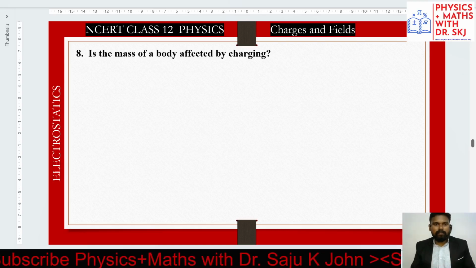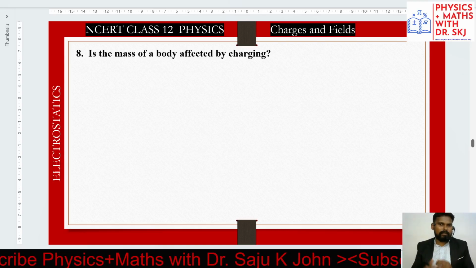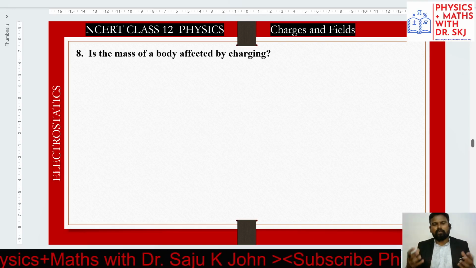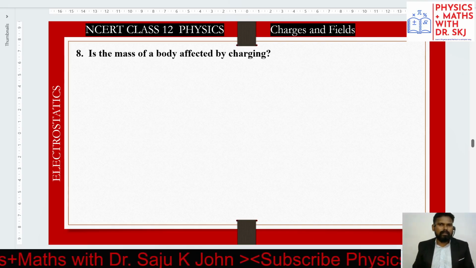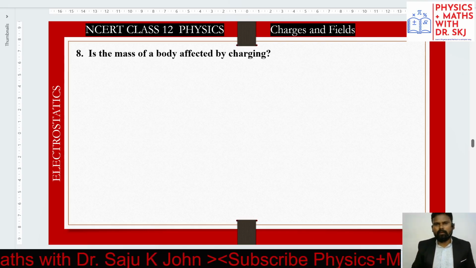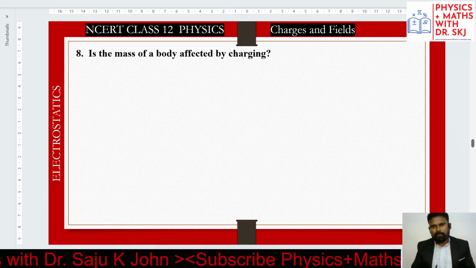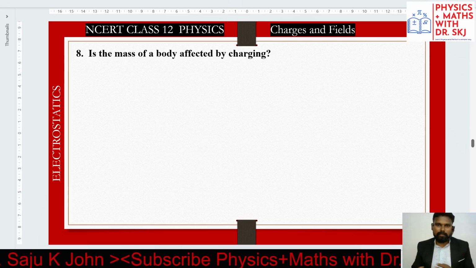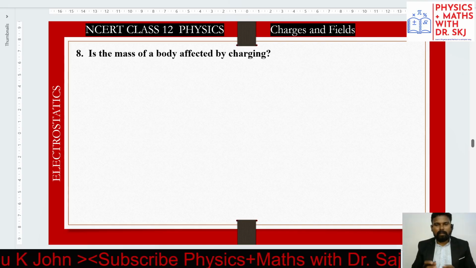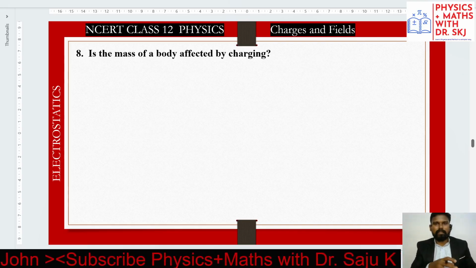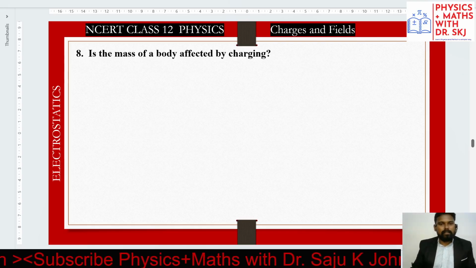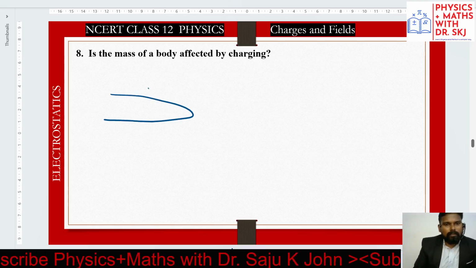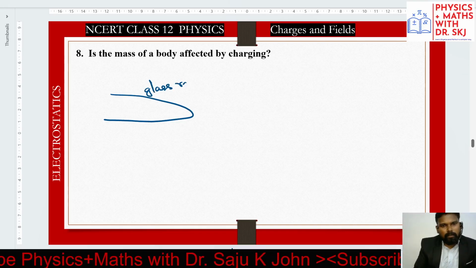Now there is a question: is the mass of a body affected by charging? Suppose you are asked this question. First you will say no. But if you think, there is a slight change in the mass of the bodies when they are charged, as compared to the mass of the bodies when they are in the neutral state. So we study the case of a glass rod rubbed with silk, glass rod and silk.